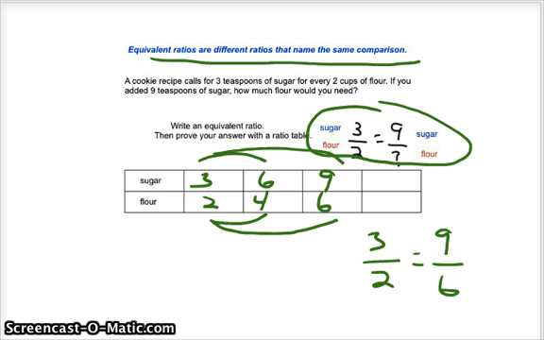Okay, also if you look at the table here, when you're looking at your sugar, you're adding 3 every time. 3 plus 3 is 6, 6 plus 3 is 9. Down here for flour, 2 plus 2 is 4, 4 plus 2 is 6. Okay, multiplication is just repeated addition, so that's another way of checking your table.